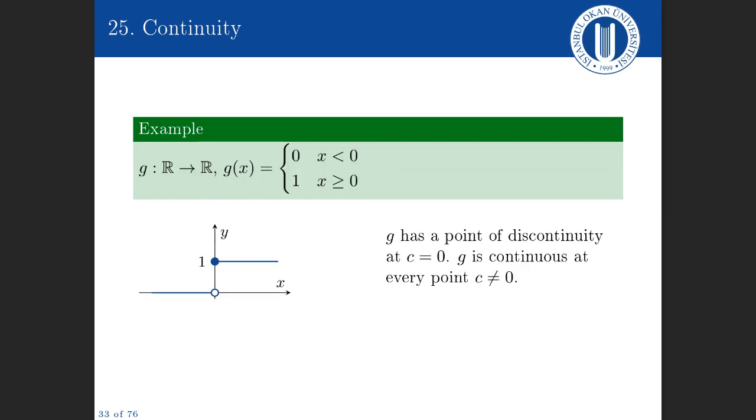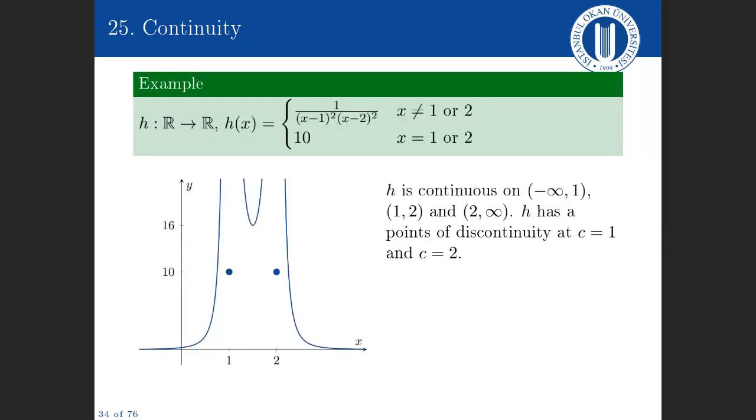The function g is defined to be equal to 0 if x is less than 0, or 1 if x is greater than or equal to 0. We can see that this function has a point of discontinuity at c equal to 0. We can see that g is continuous at every other point.